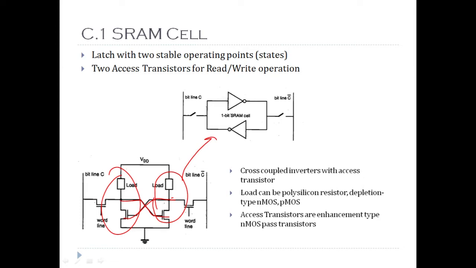Now here, the type of load decides the configuration of the SRAM cell. The load device can be replaced with a polysilicon resistor.